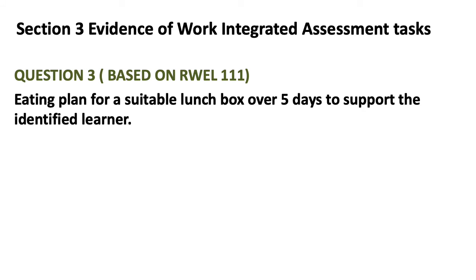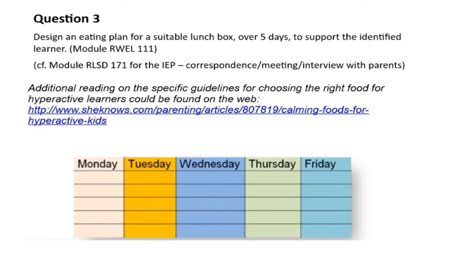Then, based on the RWIL 111, you're going to design an eating plan suitable over 5 days to support the identified learner. Because sometimes we know with learners who are hyperactive, their problems might become worse if they have too much sugar. So you would look at including healthy food, fruit, those kinds of things, rather than sweets and chocolates. And there's your eating plan. So there are the examples.